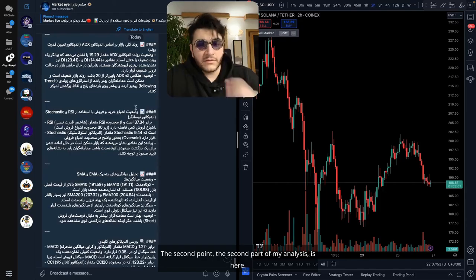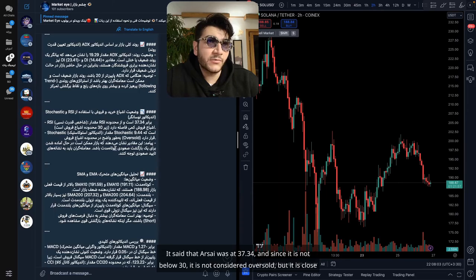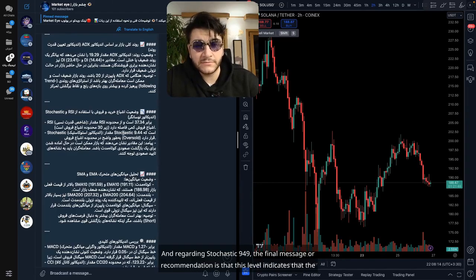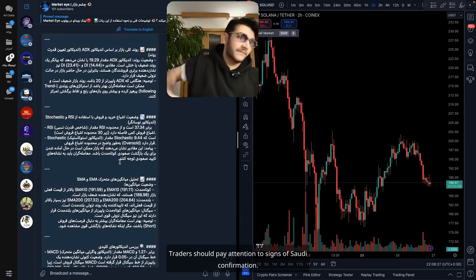The second part of my analysis is here. What RSI and Stochastic wrote for us is to find the overbought or oversold zone. It said that RSI was at 37.34, and since it is not below 30, it is not considered oversold, but it is close to that range. Regarding Stochastic 94.9, the final recommendation is that this level indicates the market may be preparing for a short-term upward comeback. Traders should pay attention to signs of confirmation.